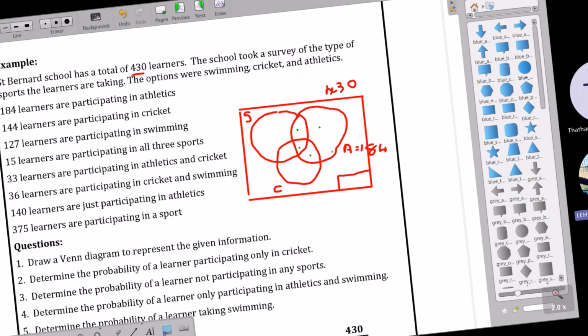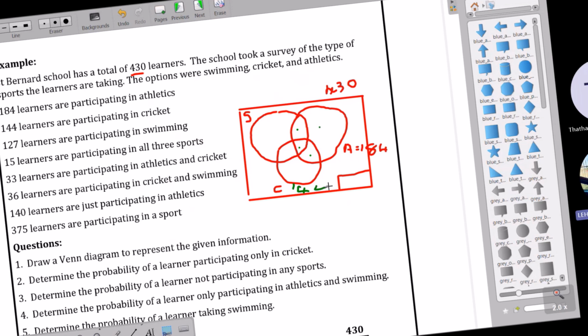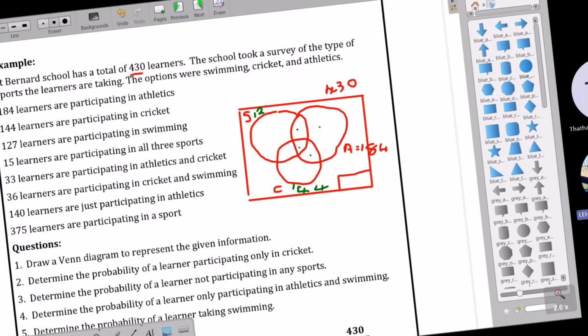Then the second one, they say there are 144 learners participating in cricket. In cricket, they are 144. So which means 144 is here. And then there are 127 participating in swimming. The total in swimming is 127. I'll just put 127 up here, however I can put it.